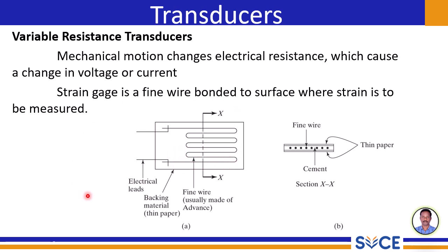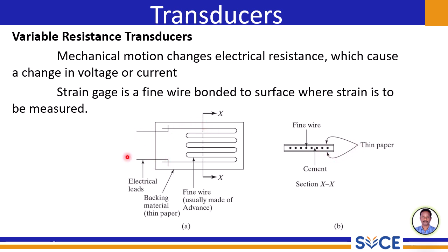See the diagram. Figure A shows a typical planar configuration of a strain gauge. You can see a fine wire, often made of an alloy like Advance, arranged in a grid-like pattern, bonded to a backing material, often a thin paper or flexible polymer. Electrical leads are attached to the ends of this fine wire.